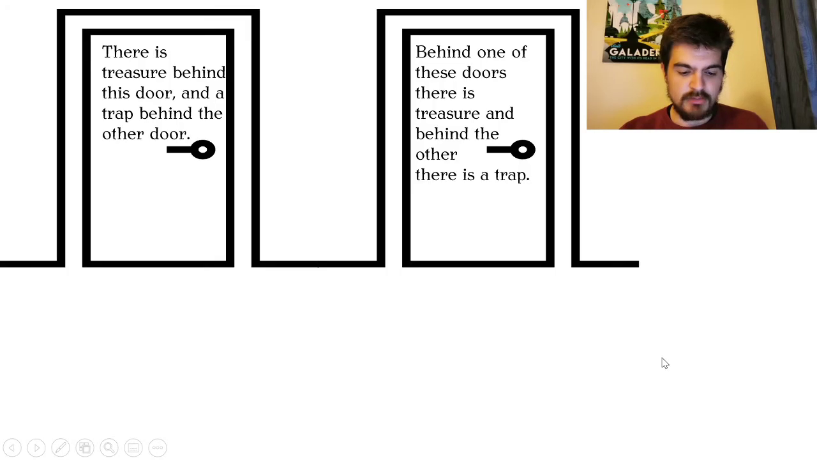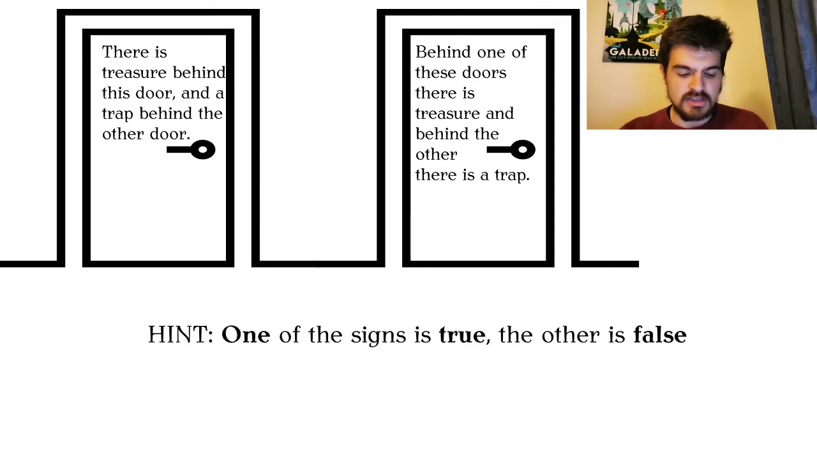So let's begin. In the first example we have two doors, and the first one has a sign that says there is treasure behind this door and a trap behind the other door. And the other door has a statement that says behind one of these doors there's treasure and behind the other one there's a trap. Okay, and our guide that is never wrong tells us that one of the signs in this case is true but the other is false, right? So let's think about it.